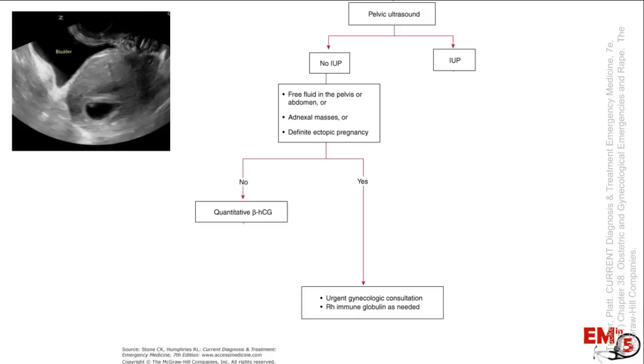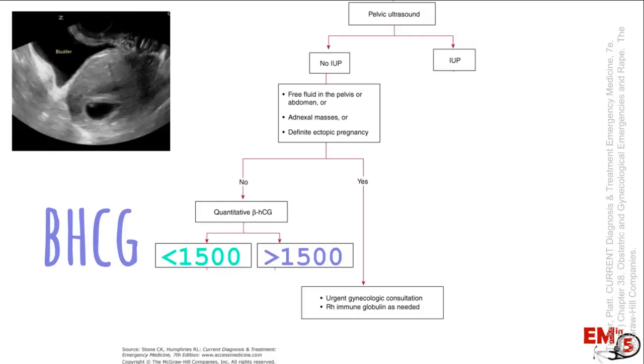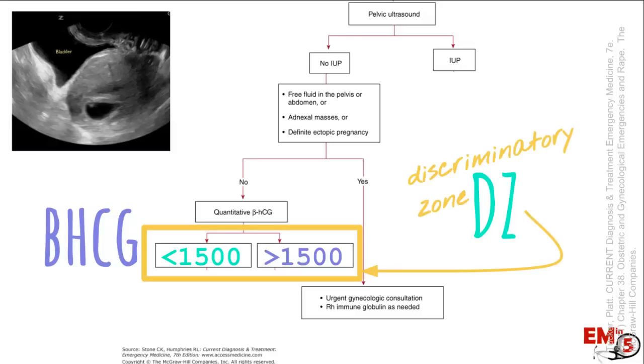But say we don't see any of those warning symptoms, but we don't see an IUP. Now what do we do? This is where that quantitative beta-hCG level comes in. And there's a divide here, and the number is 1500, and that's called the discriminatory zone.